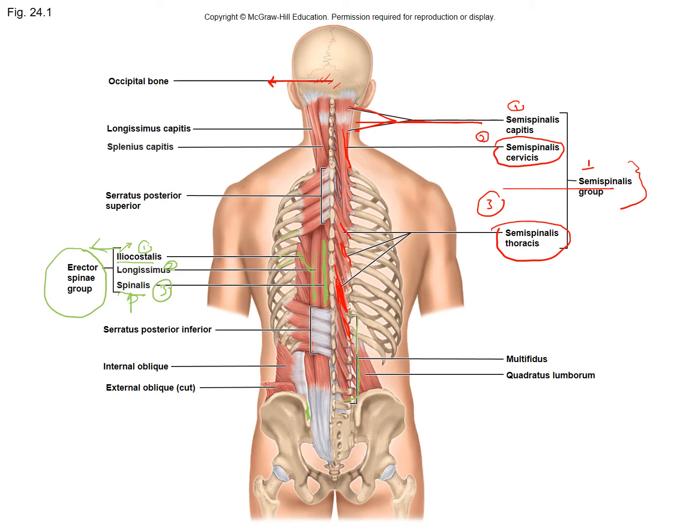Okay, and we have the multifidus. Those multifidus muscles, it's the same idea. Coming from the transverse process of one vertebra, going up to the spinous process on the top. From one transverse process to the spinous process on the top, called multifidus.